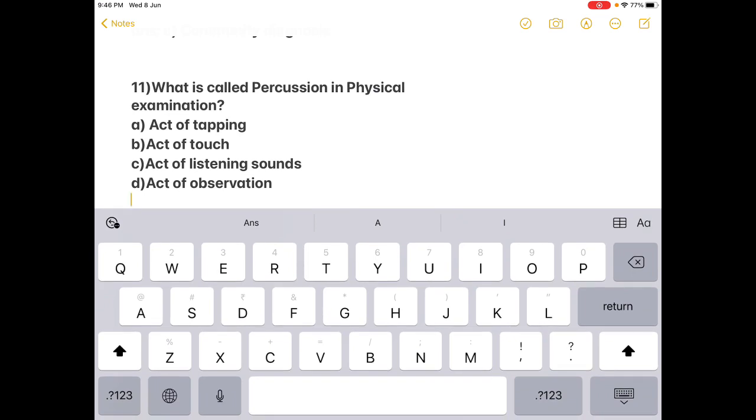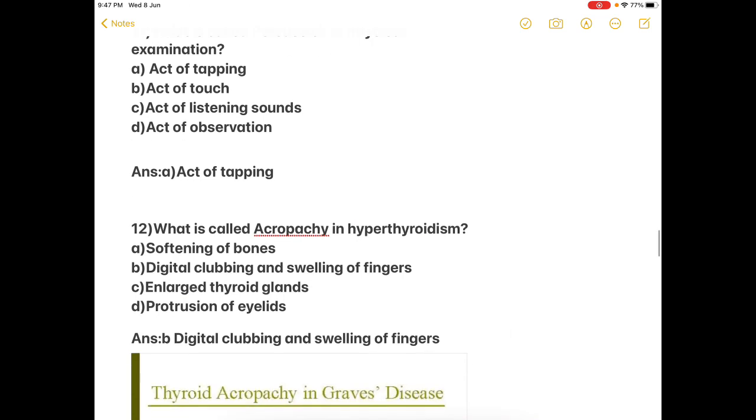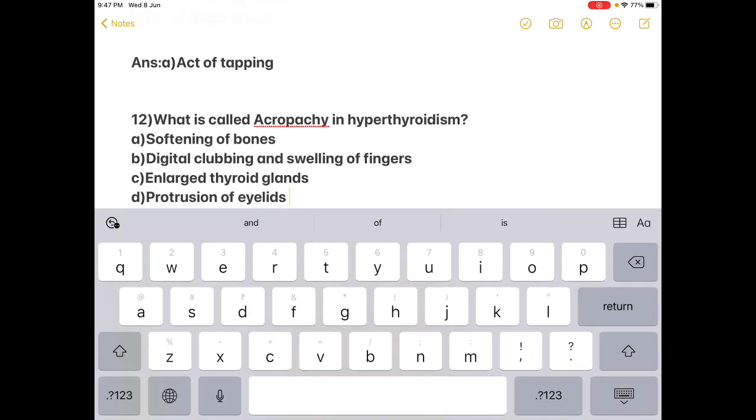What is called percussion in physical examination? Option A, act of tapping. Option B, act of touch. Option C, act of listening to sounds. D, act of observation. Percussion is option A, act of tapping. I think we all know this. Percussion is a first year physical examination.